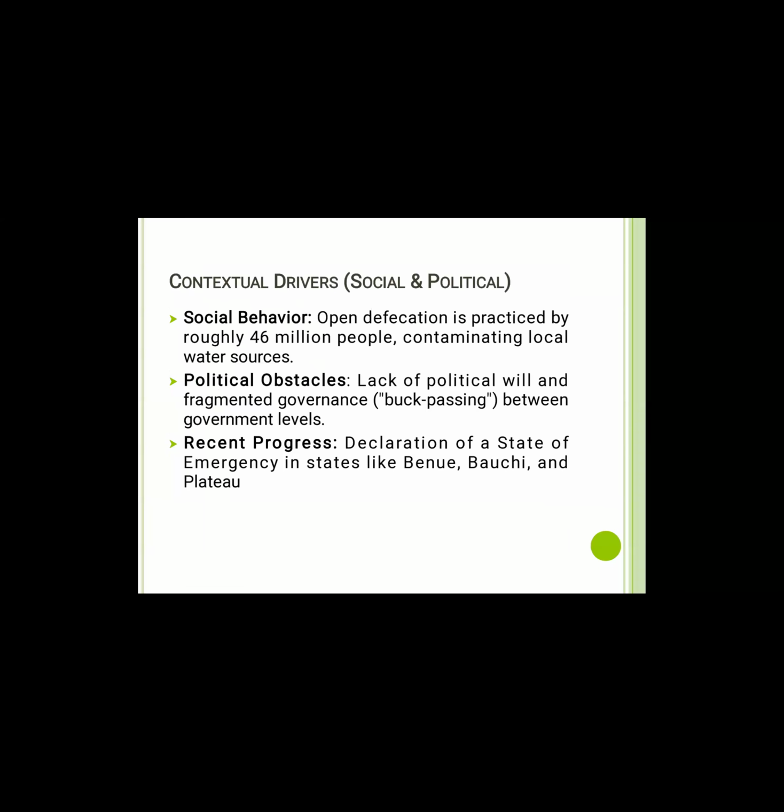Vera, you can unmute yourself. Okay, good afternoon, Prof. Good afternoon, my fellow colleagues. So he stopped at the contextual drivers, which is under the social and the political. Under the social behavior, open defecation is practiced by roughly 46 million people, contaminating local water sources. Then we have the political obstacles, which is lack of political will and fragmented governance between the government levels. And then recent progress: declaration of a state of emergency in states like Benue, Bauchi, and Plateau. Next slide, please.